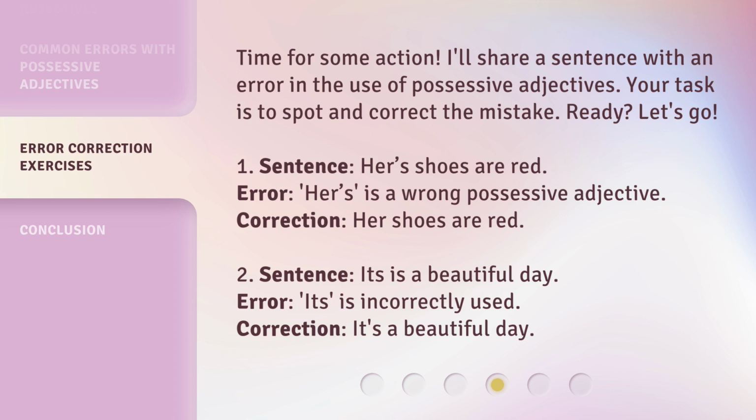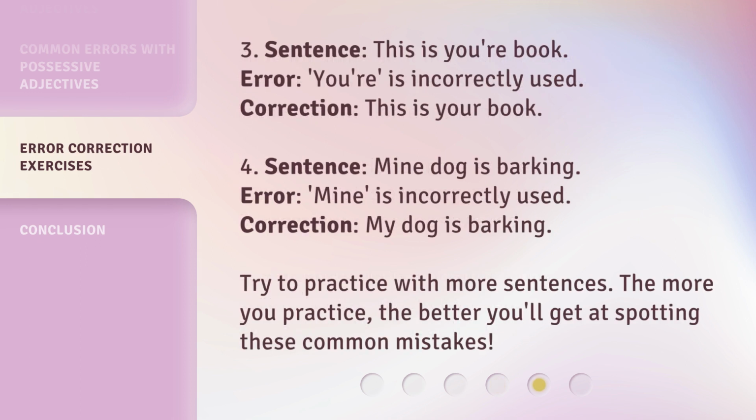2. Sentence: Its is a beautiful day. Error: Its is incorrectly used. Correction: It's a beautiful day. 3. Sentence: This is you book. Error: You is incorrectly used. Correction: This is your book.